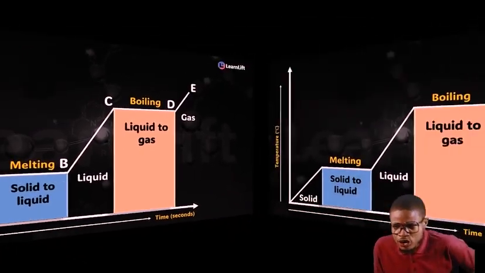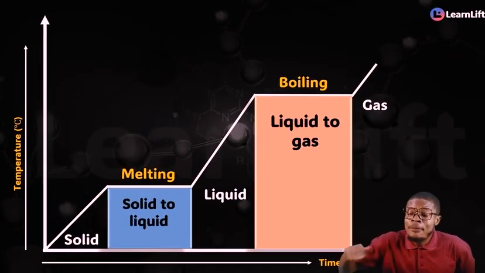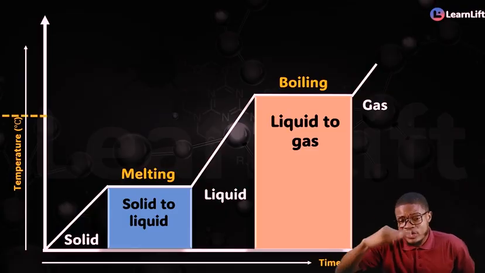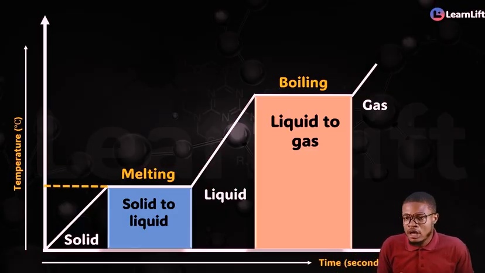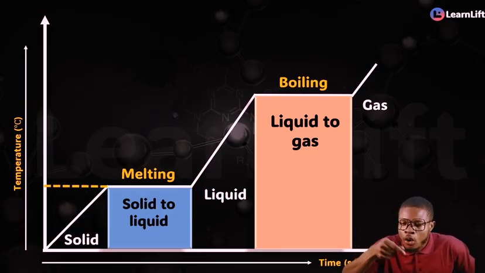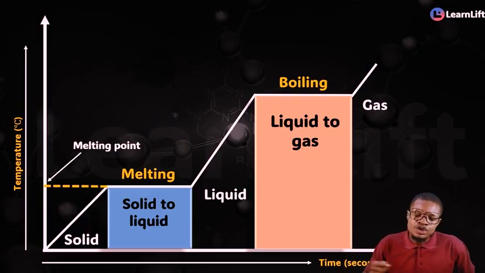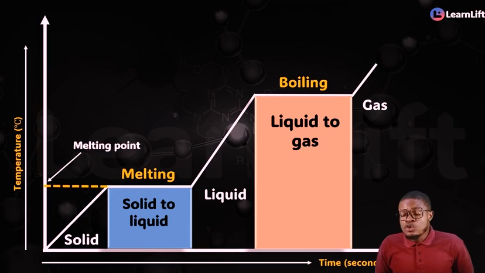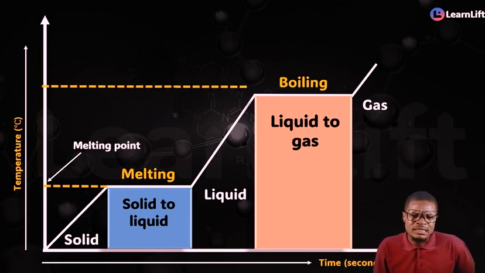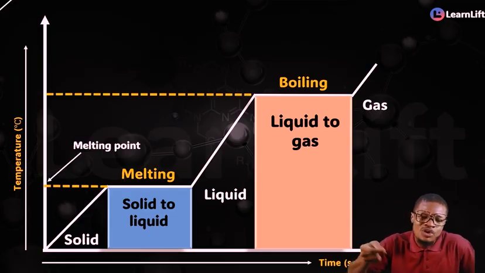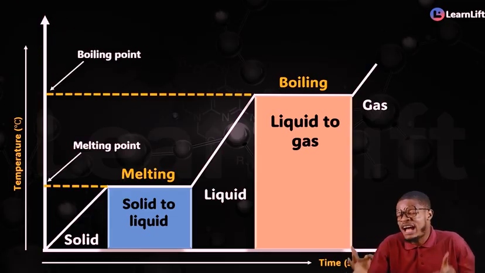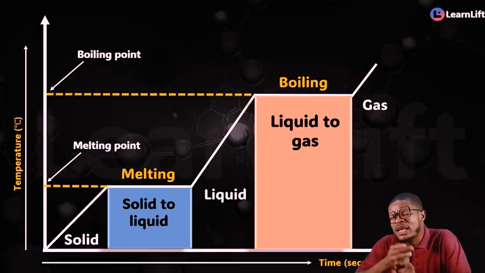Follow me. Let me show you something lovely. You see where your melting is occurring. Let's trace it down to the temperature axis. That point or that temperature is called your melting point. You see where your boiling is occurring, take it to the temperature axis. You see that point, right? What do we call it? It is called your boiling point. So we have melting point and we have your boiling point.